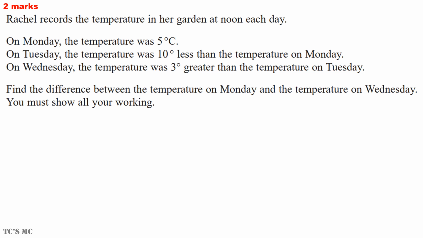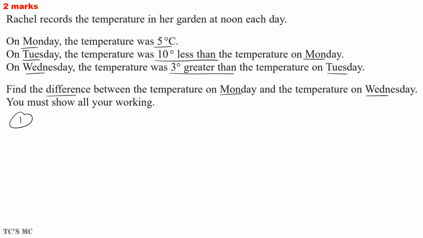Rachel records the temperature in her garden at noon each day. On Monday, the temperature was 5 degrees Celsius. On Tuesday, the temperature was 10 degrees less than the temperature on Monday. On Wednesday, the temperature was 3 degrees greater than the temperature on Tuesday. Find the difference between the temperature on Monday and the temperature on Wednesday. You must show all your working.